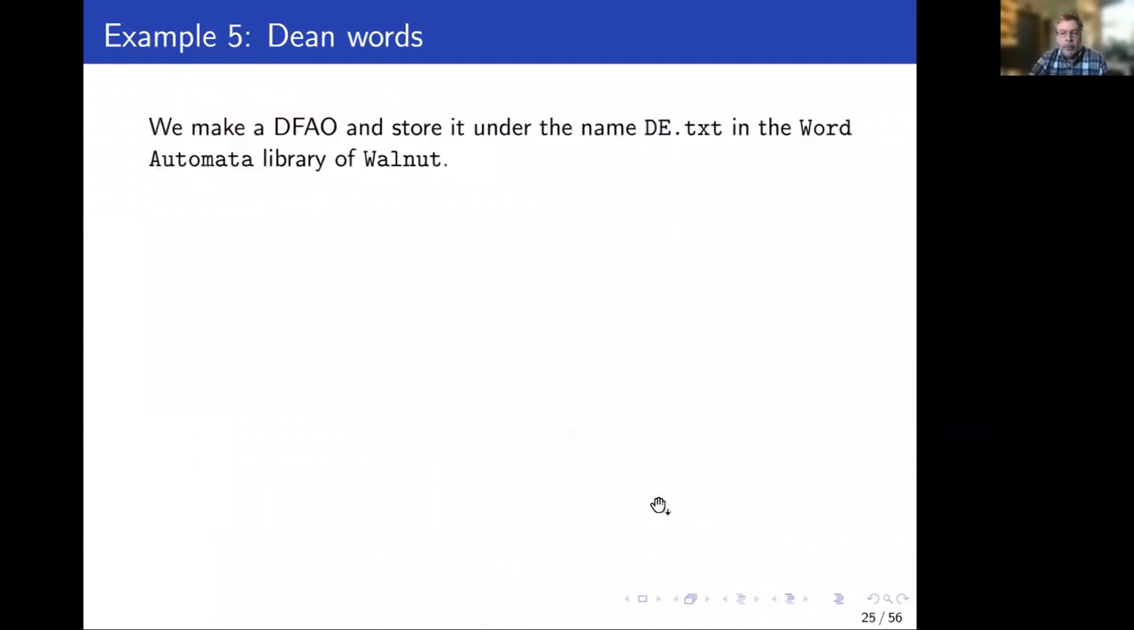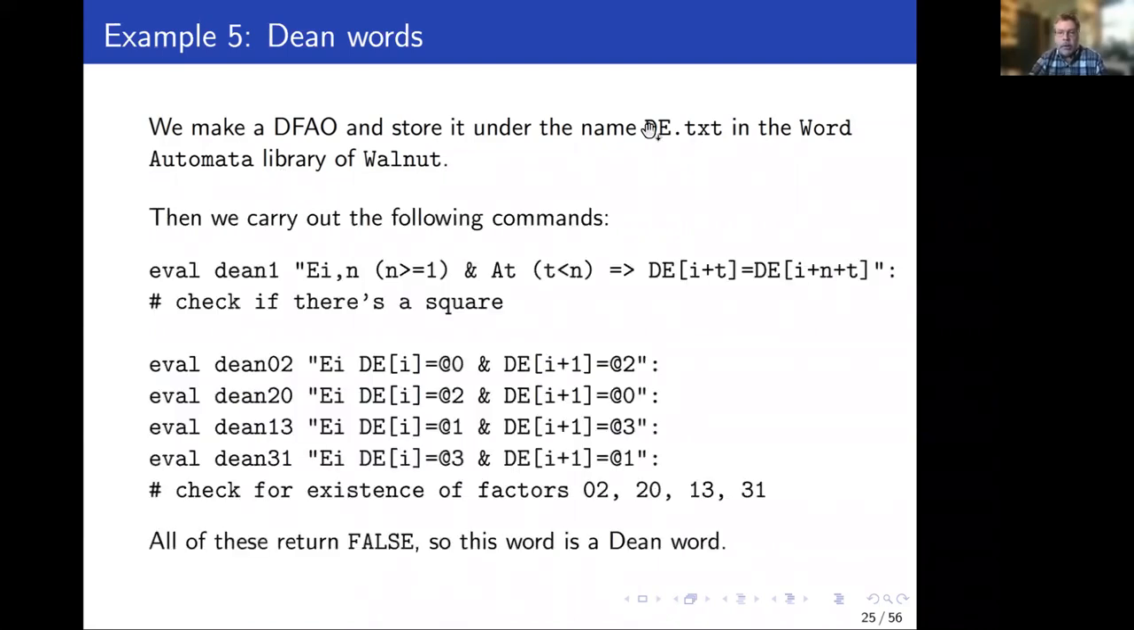And now we can prove that it is. We now make a new automaton from that. We call it DE.txt. We put it in the Word Automata library. Now we have a new automaton, a new sequence that we can work with based on this automaton. And then we just check. Is there a square? Are there zeros and twos next to each other? Twos and zeros next to each other, and so forth. And all of these things return false. So there's no squares, there's no 0,2, there's no 2,0, there's no 1,3, there's no 3,1.